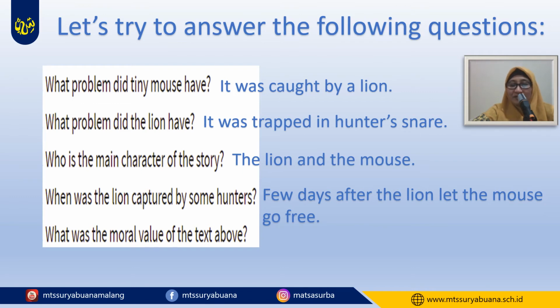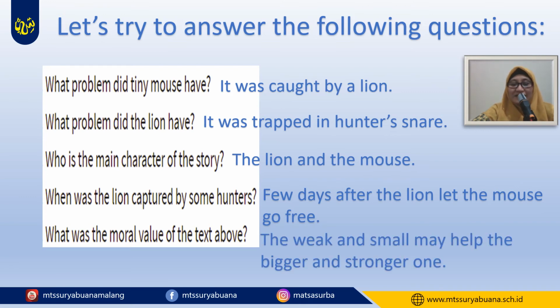Okay, so what was the moral value of the text, do you think? So it was about a lion and a mouse. The lion is big, strong, and the mouse is weak and tiny. Right? Do you still remember? Yes, so the lesson that we can take from the story is that the weak and small may help a bigger and stronger one. That's why we need to help each other in our life.